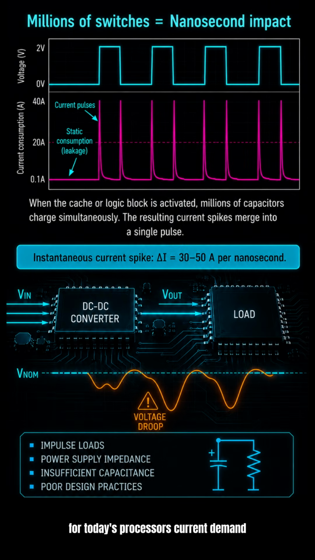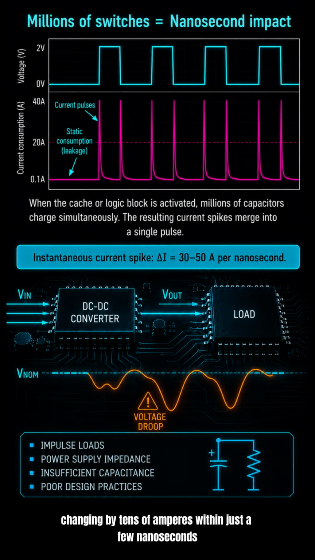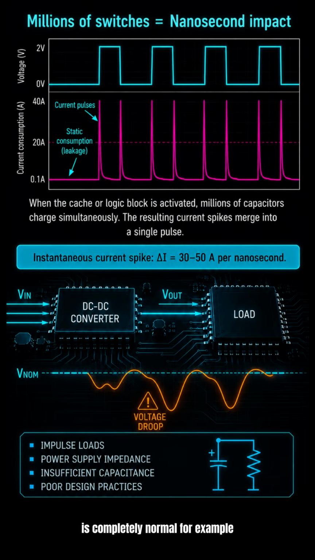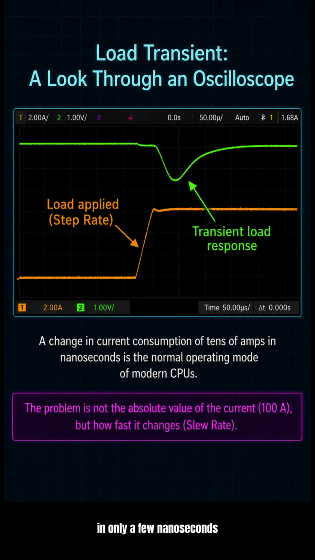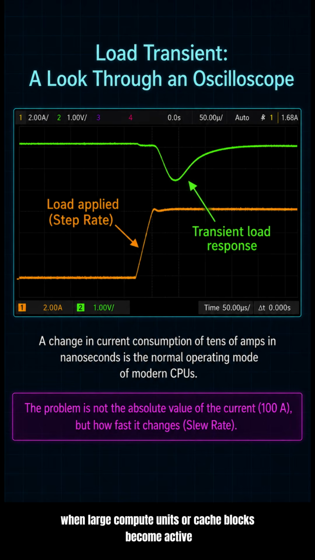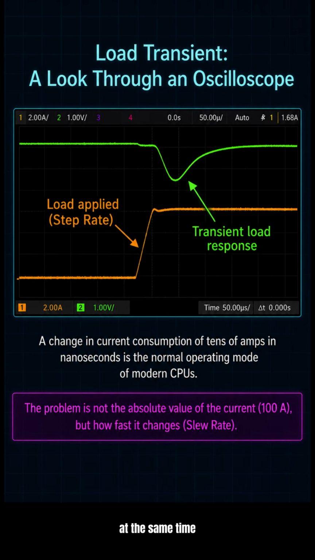spikes. For today's processors, current demand changing by tens of amperes within just a few nanoseconds is completely normal. For example, core current can jump from 50 amperes to 90 amperes in only a few nanoseconds when large compute units or cache blocks become active. At the same time, the processor core typically operates at around 1 volt.